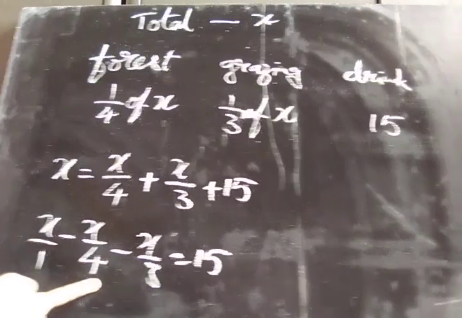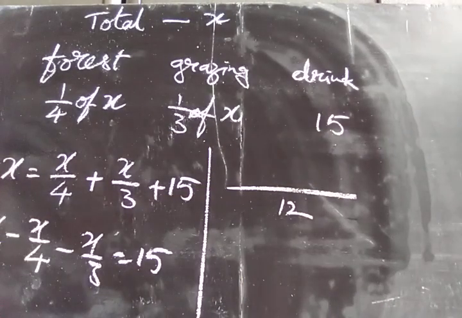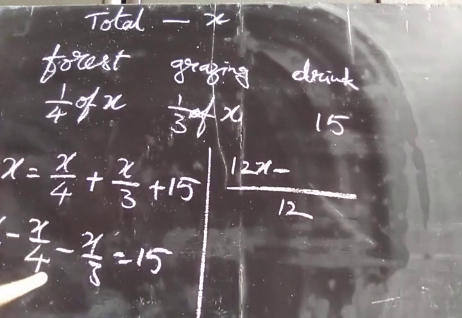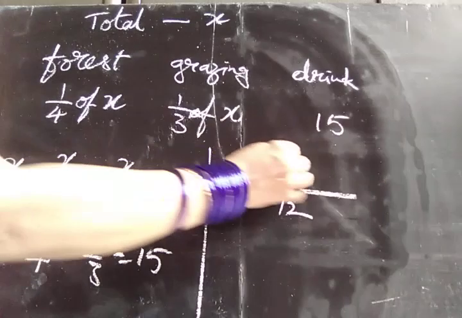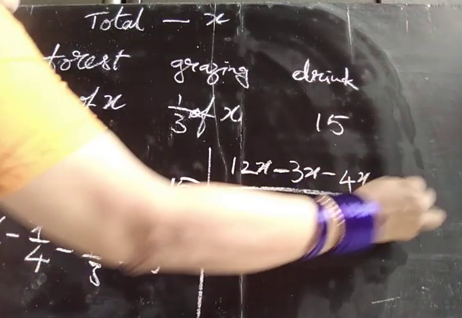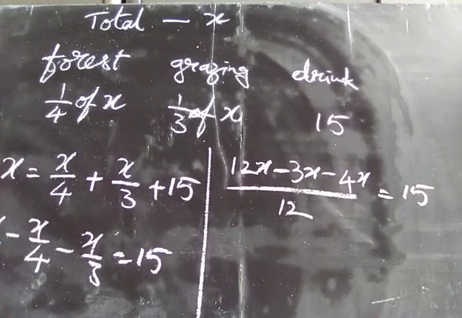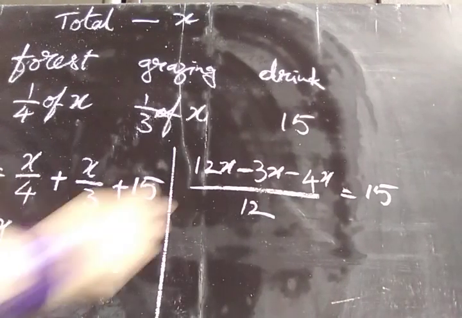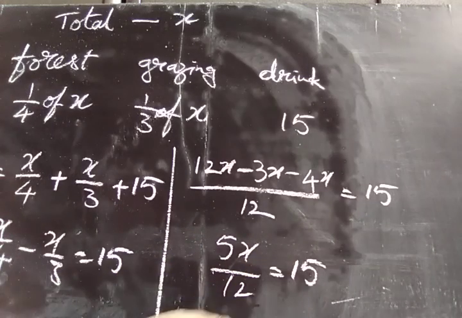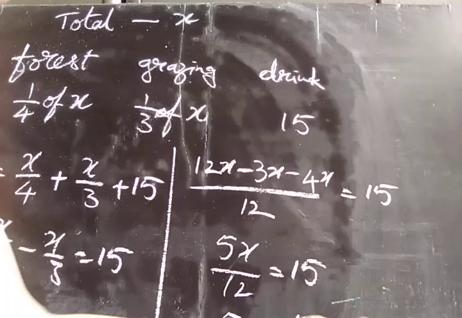Now what is the LCM of 4 and 3? 12. So the LCM is 12. 1 12s are 12, so 12x minus 4 3 times, 3x, minus 3 4 times, 4x, is equal to 15. Now 12x minus 3x is 9x, 9x minus 4x is 5x. So 5x by 12 is equal to 15. 5x is equal to 15 into 12.